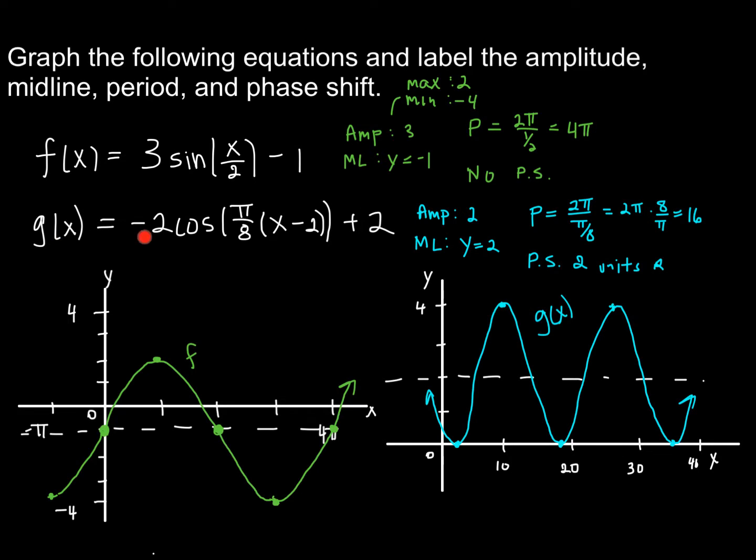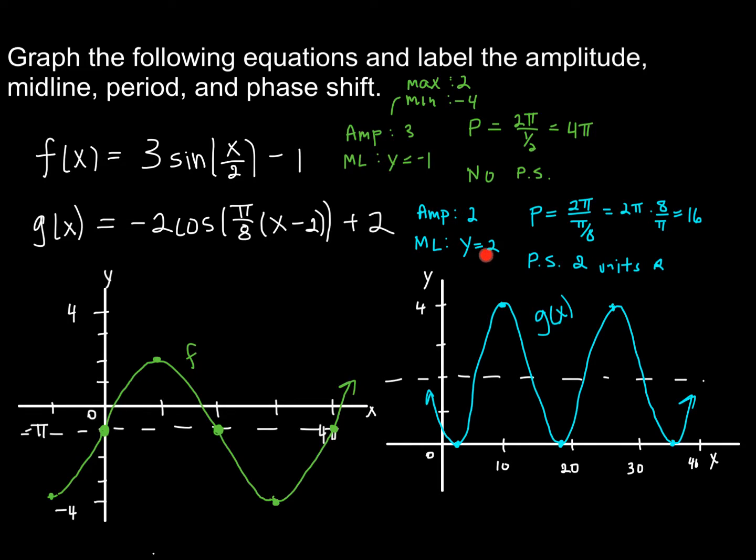For g of x, I'm going to just visualize first. We have a cosine function that is reflected. So cosine, remember, usually has a y-intercept at its maximum and starts to decrease. Because we're reflecting, we're going to have a y-intercept at the minimum and start to increase. So that's important. We'll notice there's a phase shift. We're going to have some sort of period that's different from 2 pi. Midline is 2, and the amplitude is 2.